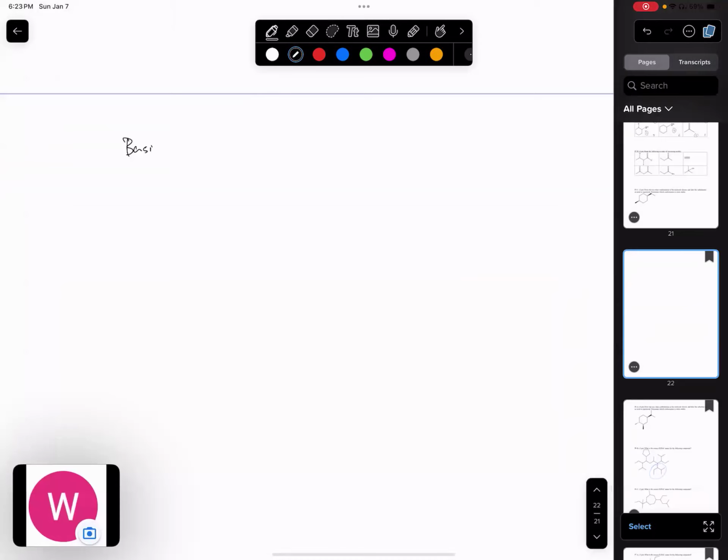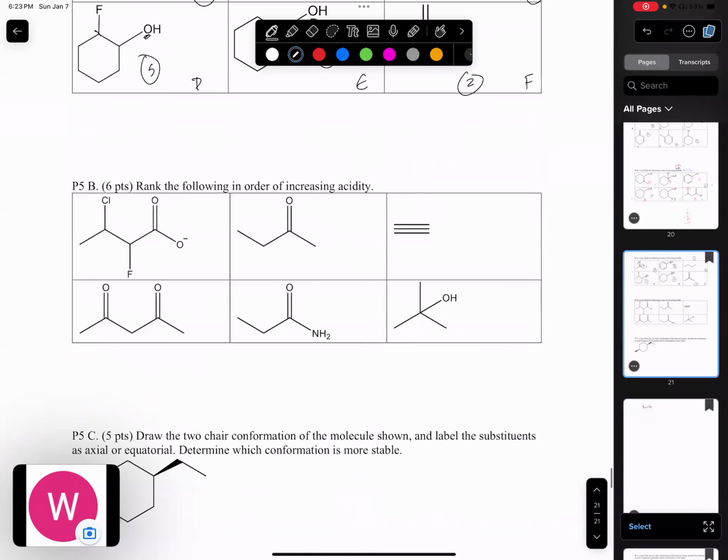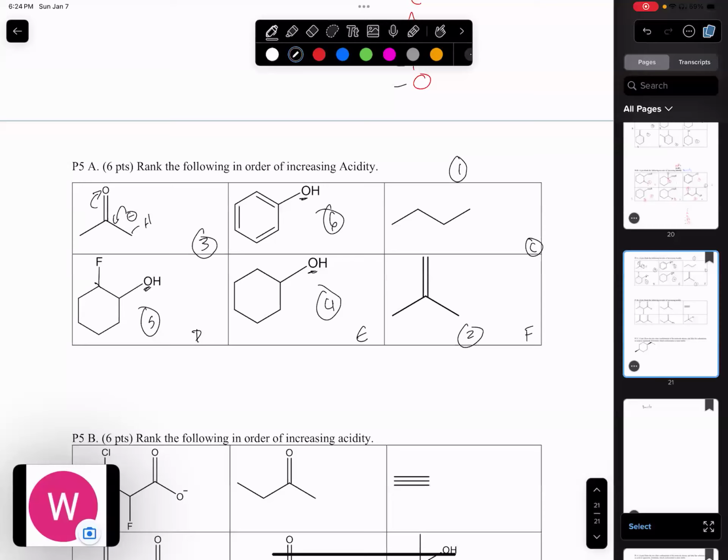I just have a quick question before you get started. On the one we did before that, you said D is more acidic than E? Less. Less? So why is D less? No, D is more acidic. That's why it's 5 than E.